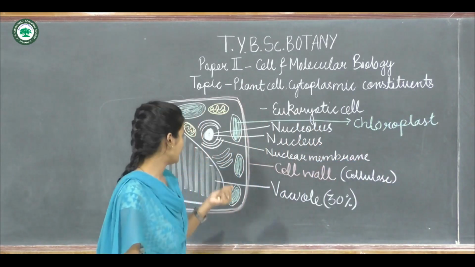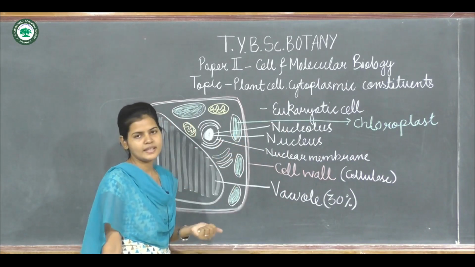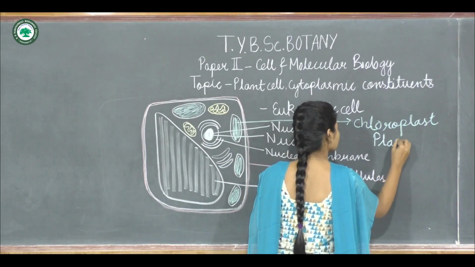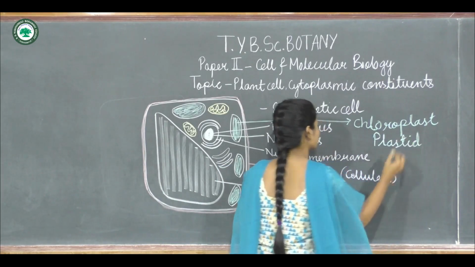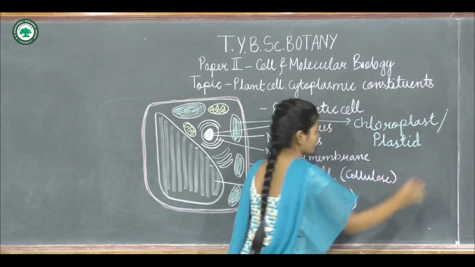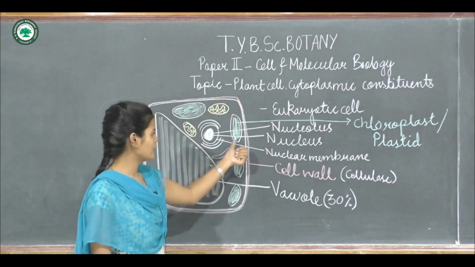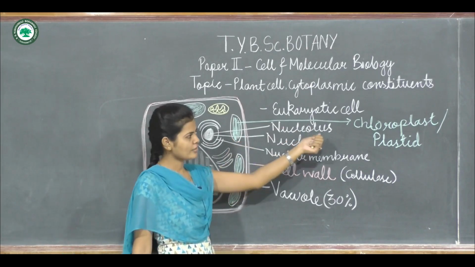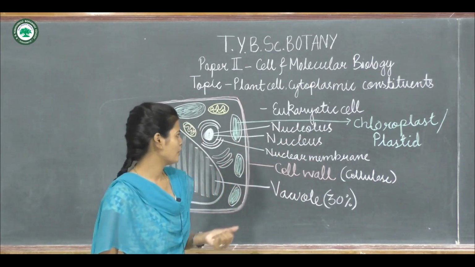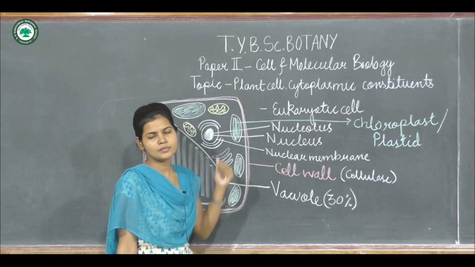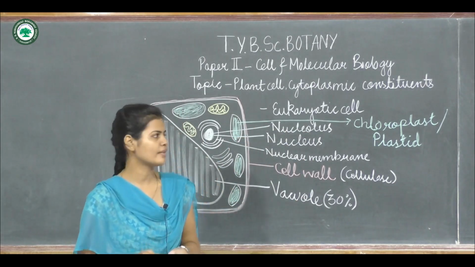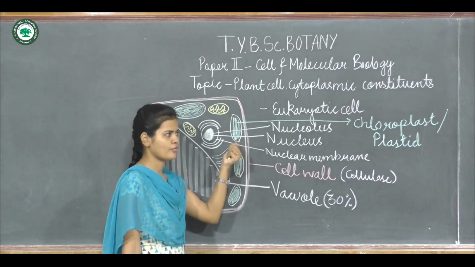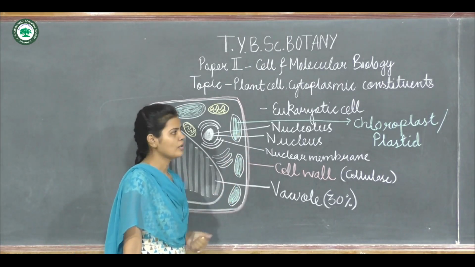chloroplast. Now this chloroplast is also called a plastid. It will be present only in case of the plant cell. In animal cell, chloroplast is absent. And what is the function of a chloroplast? Now chloroplast is mostly green in color because of the presence of the pigment chlorophyll, and it is important for the photosynthesis process. So photosynthesis will take place in the chloroplast.